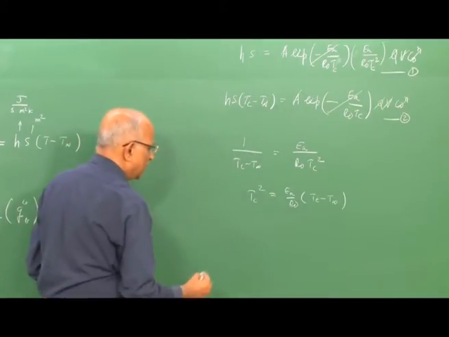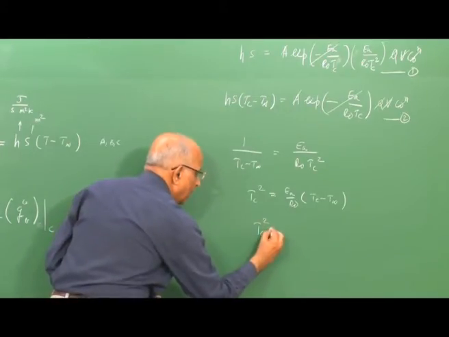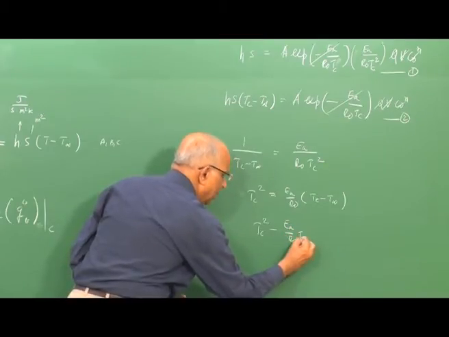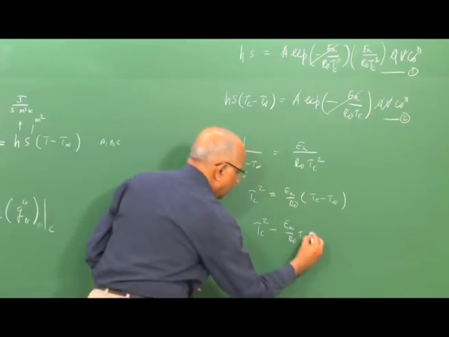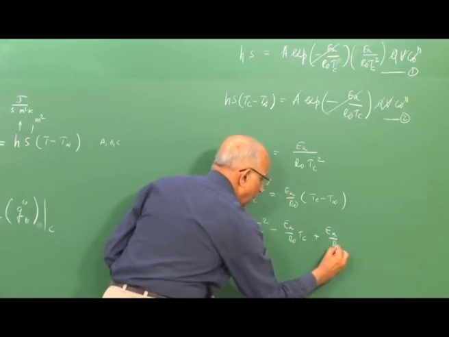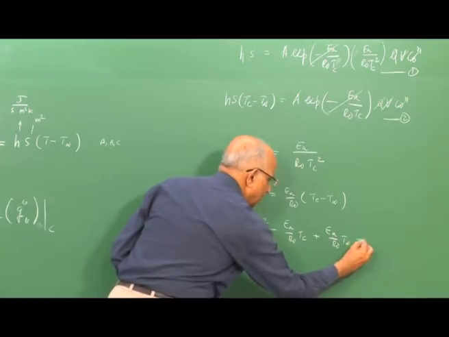Or rather, I get Tc square minus EA by R0 into Tc. Now I bring this also to the left hand side: plus EA by R0 into T ambient is equal to 0.